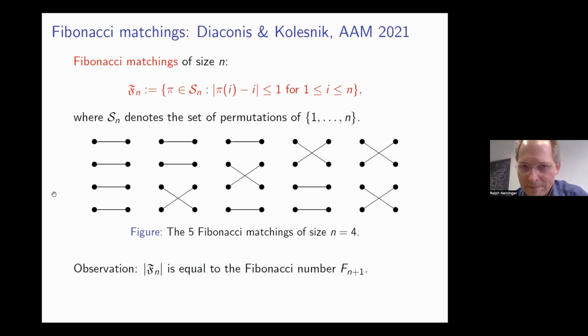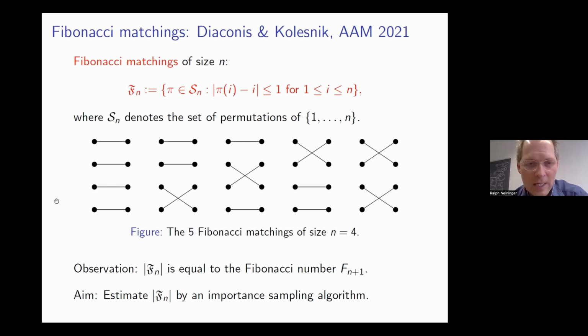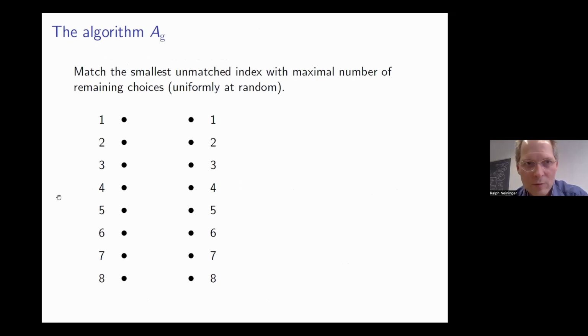Okay, but the study was about how to estimate this number. It was just a toy study. We know the number, but they want to estimate it by some importance sampling algorithm. So they considered 3 algorithms to randomly generate such Fibonacci matchings, and I will only show you one of them. The other 2 are somehow related. And the algorithm is described by just one sentence.